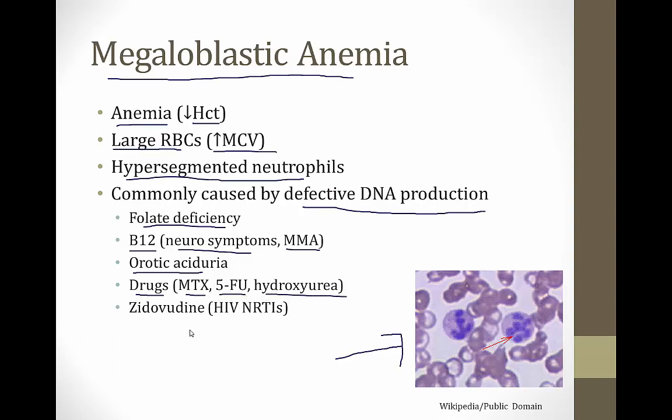And you also see them in patients with HIV who are taking zidovudine. Zidovudine is a nucleoside reverse transcriptase inhibitor, but it is a mimic of the nucleotide thymidine, and thus it can block the synthesis of thymidine in cells and cause a megaloblastic anemia. And that concludes our module on pyrimidine synthesis.